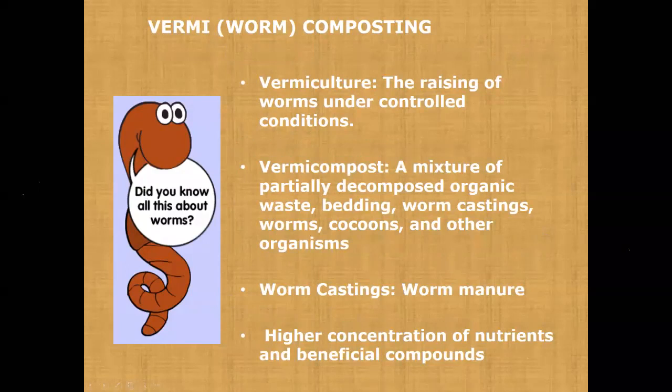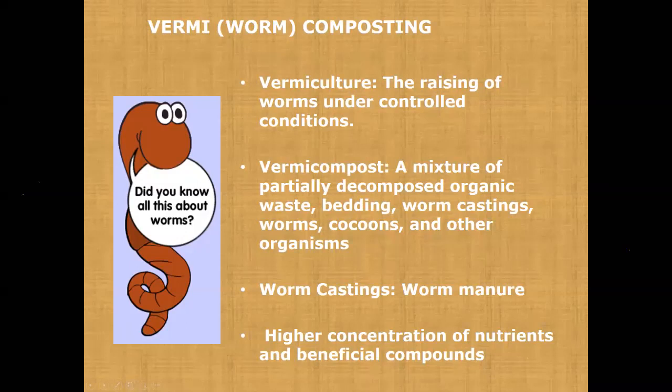And so I'm just going to briefly look at vermicomposting. As we mentioned, vermiculture is another form of composting where we're really utilizing the activity of worms. This is the raising of worms under controlled conditions, and vermicompost is a mixture of partially decomposed organic matter, their worm castings or their waste, their bedding, decaying dead worms, cocoons, and some bacterial microbes in there as well.